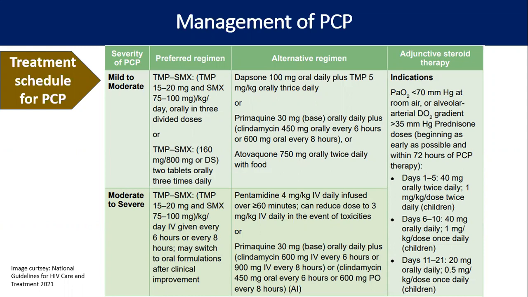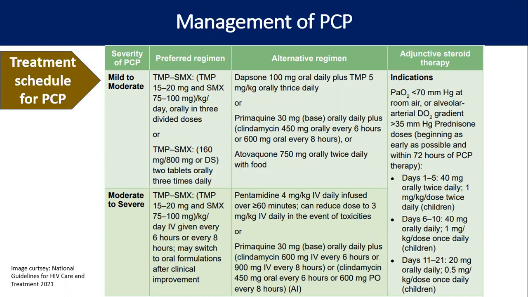Now, adjunctive steroid therapy. What are the indications? If the oxygen saturation goes below 70 mm Hg in room air, then we should go for steroid therapy. The dose is, day 1 to 5, we should give 40 milligram twice daily in case of adult, and in case of children, 1 milligram per kg per dose twice daily. And for day 6 to day 10, we give 40 milligram of steroid once daily in case of adult, and in case of children, 1 milligram per kg per dose once daily.